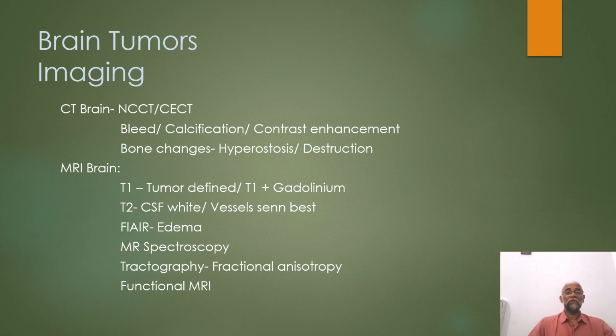CT is especially useful to identify bone changes. You can have hyperostosis or you can have bone destruction. Bone changes are important for surgical planning. MRI brain is the imaging investigation of choice. We have T1 weighted sequences which will define the tumor.